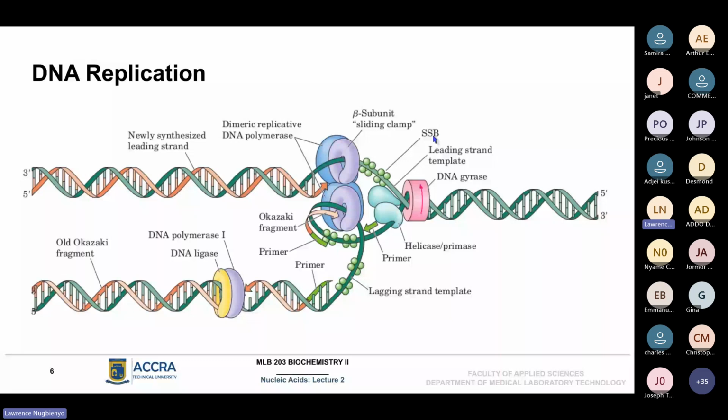You have the dimeric replicative DNA polymerase. So clearly these are DNA polymerases, which are responsible for bringing the nucleotides together to form a polymer. The name tells you that this is for a polymerization reaction, meaning that it is responsible for bringing the nucleotides together, binding to form the strand. Here, dimeric only means that it is made up of two separate subunits.